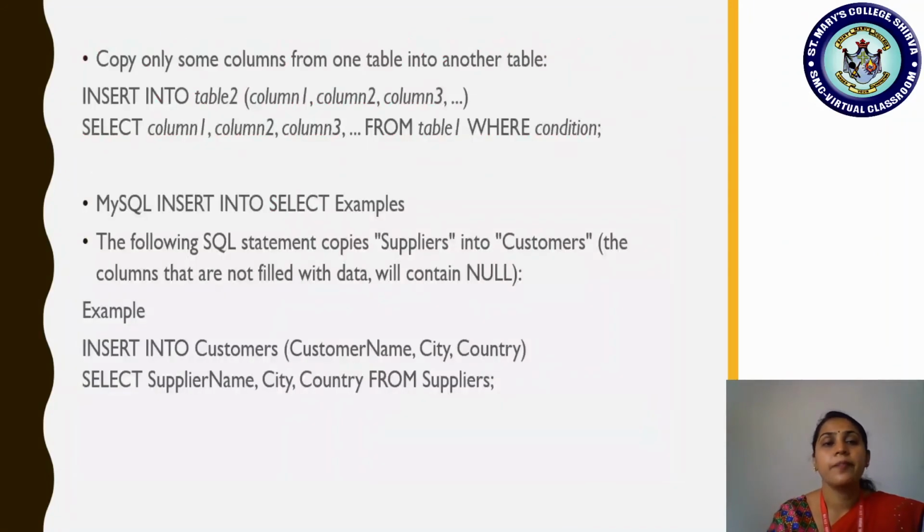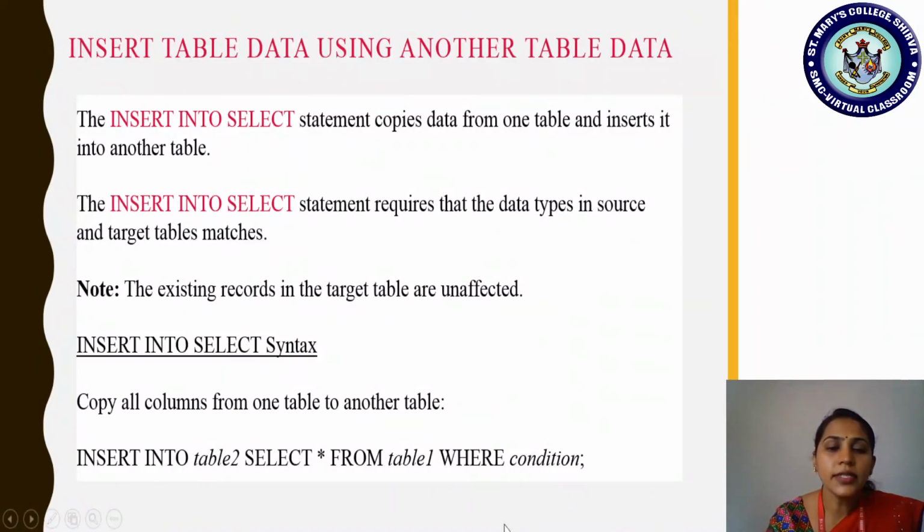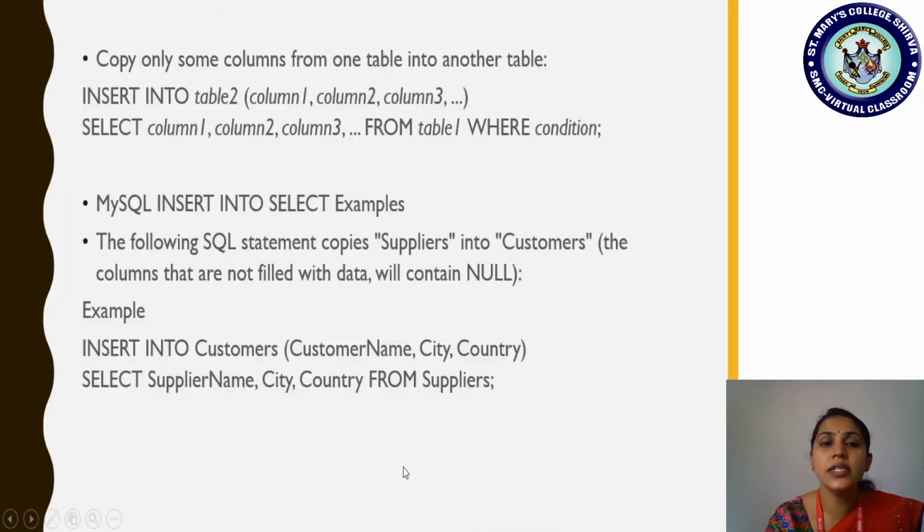Copy only some columns from one table into another table. So just check out how the syntax varies here. From the source table, that is table 1, you are copying all the columns, which is why we find the asterisk symbol. Suppose you want to copy only a few columns from this source table. How does the syntax go? Copy only some columns from one table into another table. In such cases, INSERT INTO the target table, the new table where the data has to be copied. So INSERT INTO table 2.